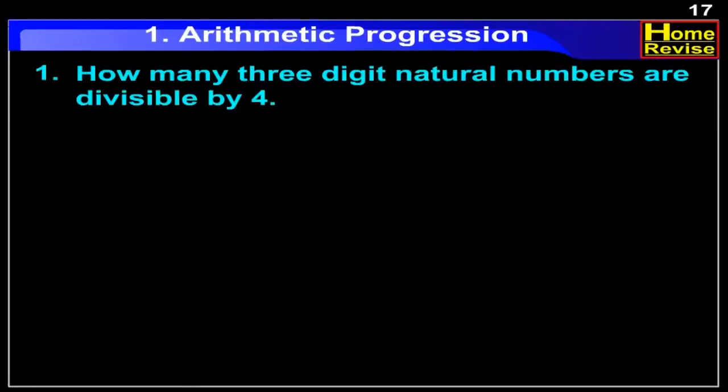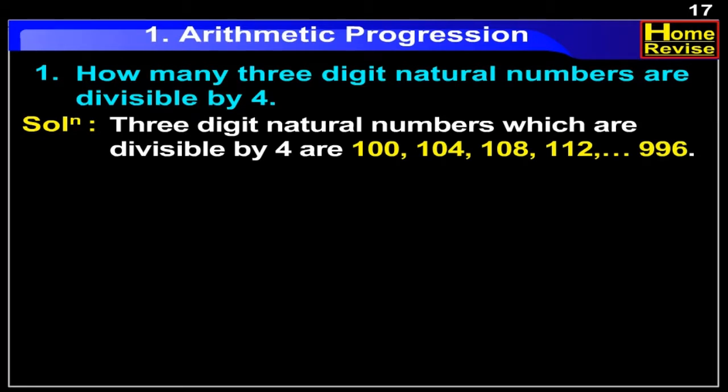How many three-digit natural numbers are divisible by 4? Solution. The three-digit natural numbers which are divisible by 4 are 100, 104, 108, 112, and so on up to 996.